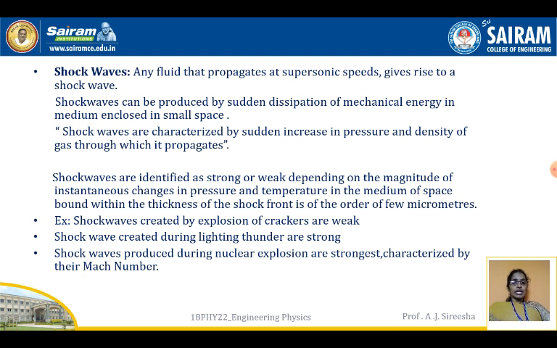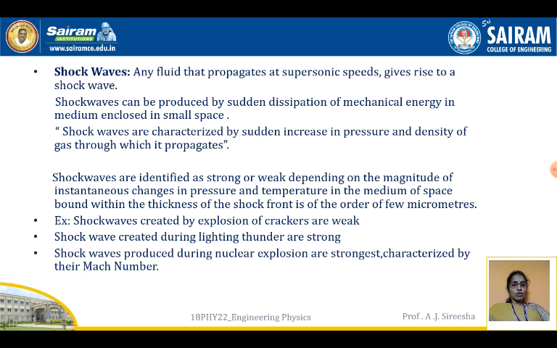When you see lightning and thunder, the lightning comes first, then you can hear a booming sound. That is because the velocity of light is more compared to the velocity of sound. What is the velocity of light? 3 into 10 to the power of 8 meters per second. Whereas the velocity of sound is 330 meters per second. Since there is a huge variation in the speeds, you can see the lightning first and then hear the booming sound. Such shock waves are strong shock waves.